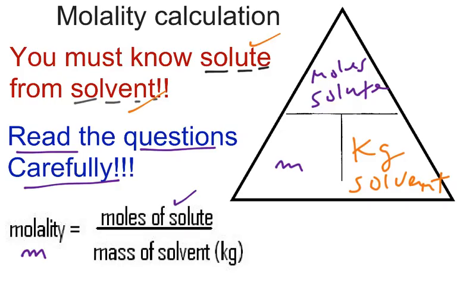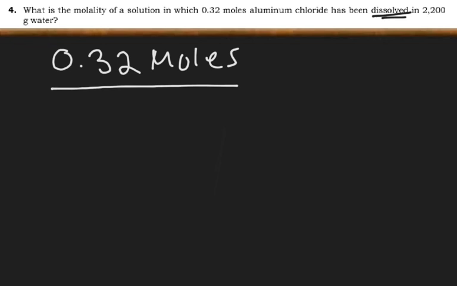All right, so we take a peek at our equation right here. Our solute goes in the top. Our solvent goes in the bottom. We divide these two in order to find our molality. So we look at it carefully. We see that we're given moles, and the equation calls for moles already. So 0.32 moles of aluminum chloride goes in the top. That's our solute. And in the bottom goes our mass of water. But before we throw the 2,200 under there, we have to realize that we need kilograms of solvent.